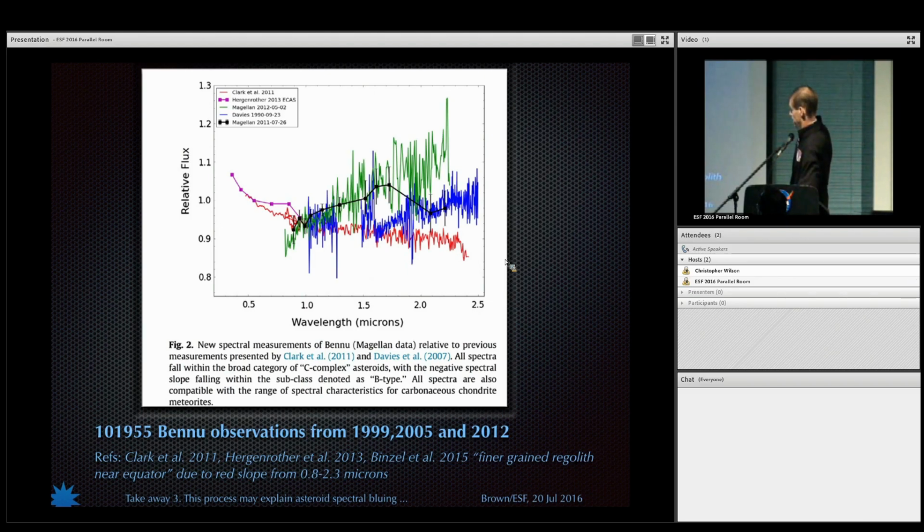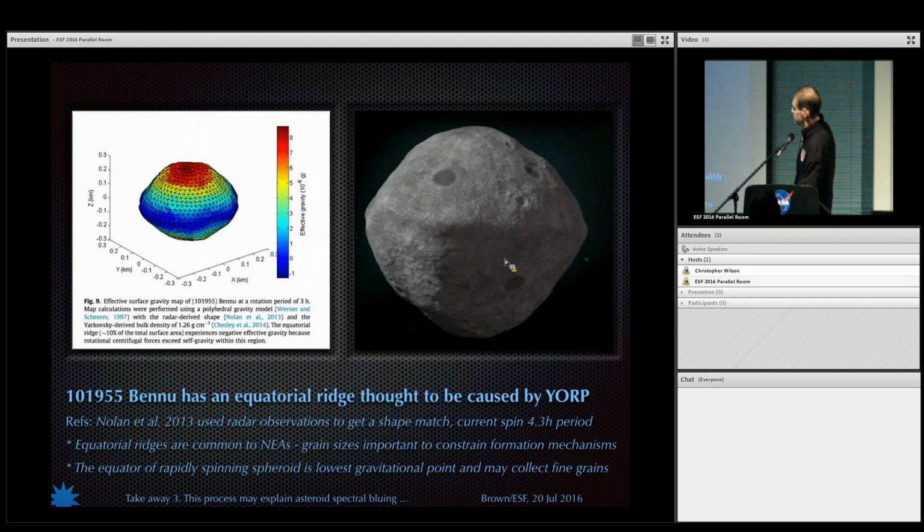These are all observations of Bennu from 0.5 to 2.5 microns. In particular, I want you to draw your attention to the red and the purple plots, where they do actually see spectral bluing happening in the 0.5 to 0.9 micron region. Now, these are observations that were taken in 2011, 2013, or at least reported in those years. Then there were follow-up observations of Bennu that didn't actually cover that region, but had a pronounced red slope out here in the 1 to 2.5 micron region.